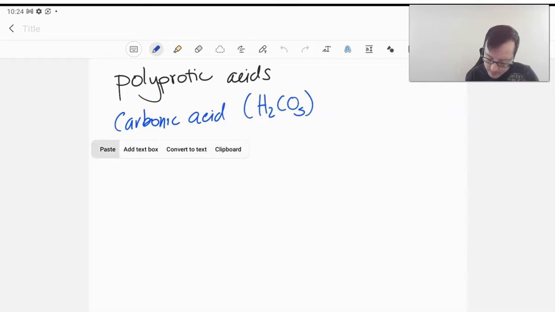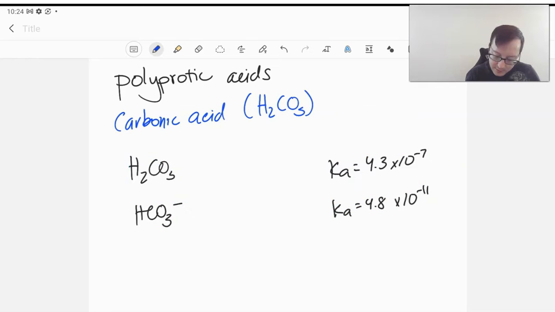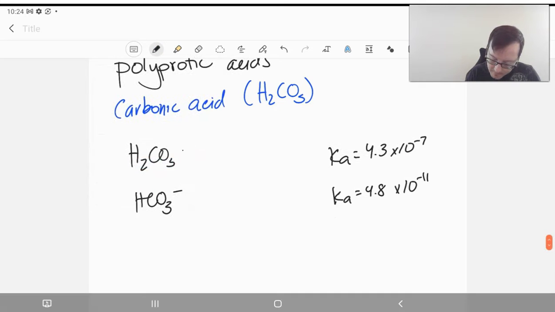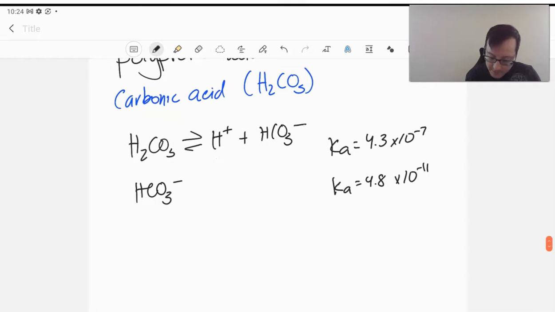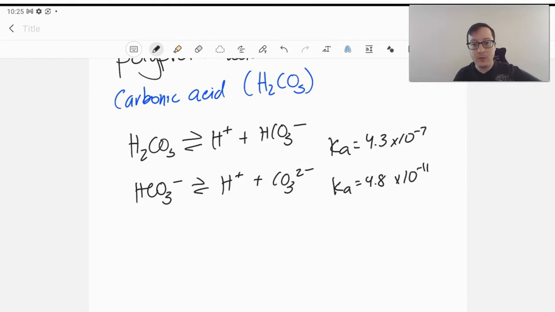And I have the data here. When H2CO3 dissociates, remember we always do this with one proton at a time. So we end up making bicarbonate and H+, and that bicarbonate can dissociate some more, again. And we have two different Kas for these processes. The first one we call Ka1, and the second one we call Ka2. The first proton you remove is always easier, so the first Ka is always larger than the second one.